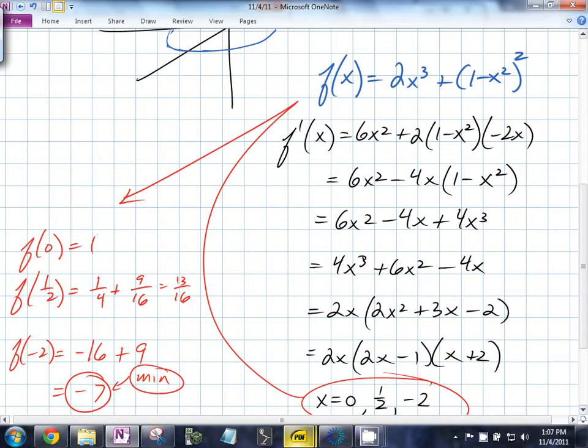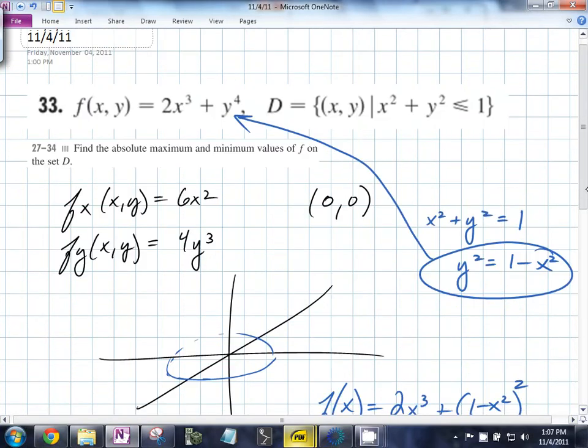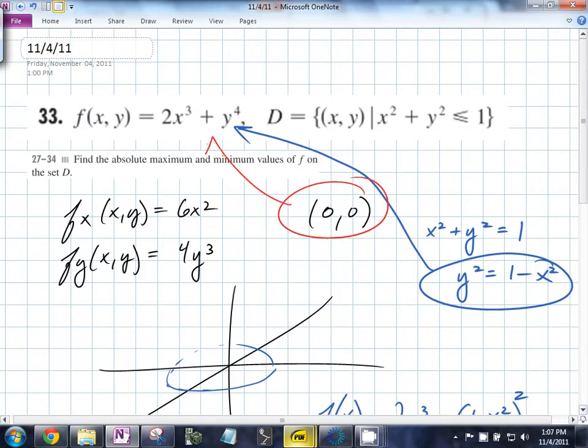Good. What do you do with the critical point? Let's go back and test the critical point. Let's take 0, 0 and plug it into here. What do you get? 0. So that's just another place. So effectively, is it an absolute min or an absolute max? No. Let me just check something here.